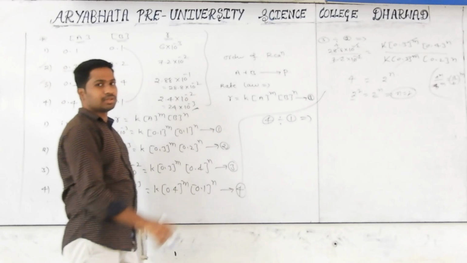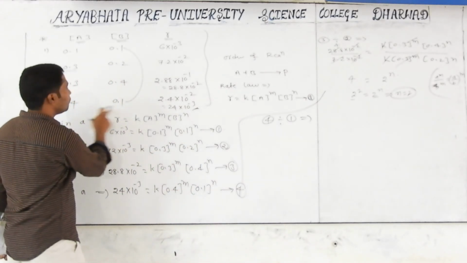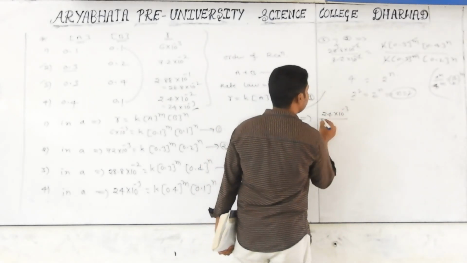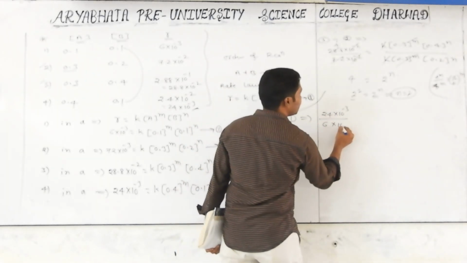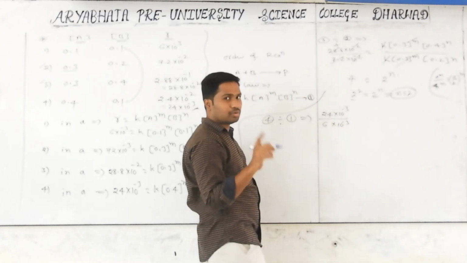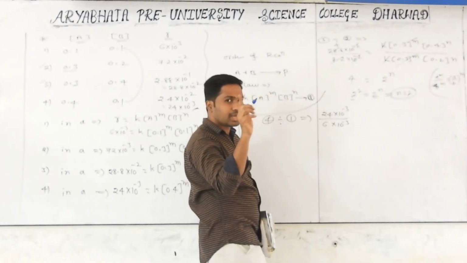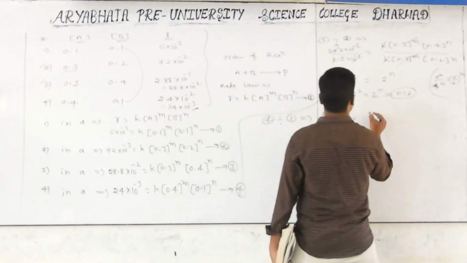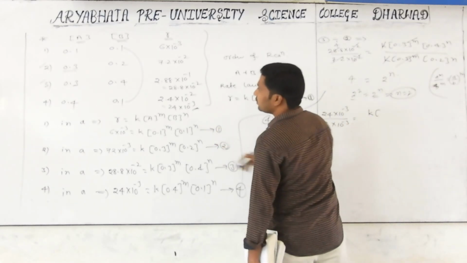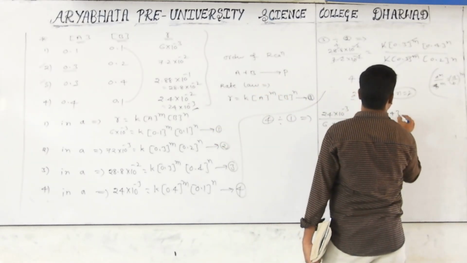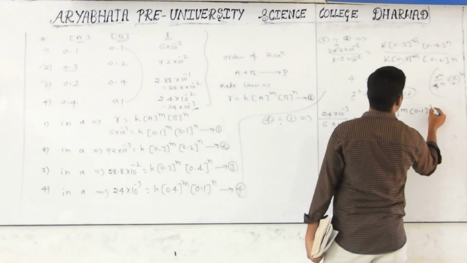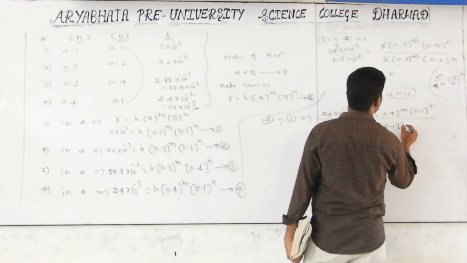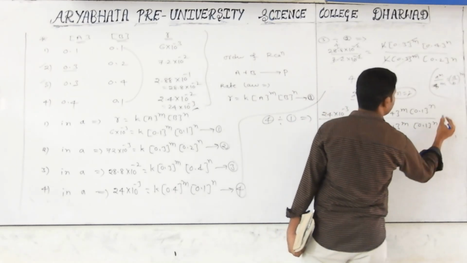Better to take a bigger value in the numerator. What is that value? 4th value is how much? 24 into 10 to the power of minus 3 by first value 6 into 10 to the power of minus 3. That is a very simple number. Don't do it blindly. While doing division, one term should be common, then it will be cancelled, then the remaining calculation will be easy. For the fourth information, K into concentration of 0.4 whole power m into 0.1 whole power n by first information K into 0.1 whole power m and 0.1 whole power n.